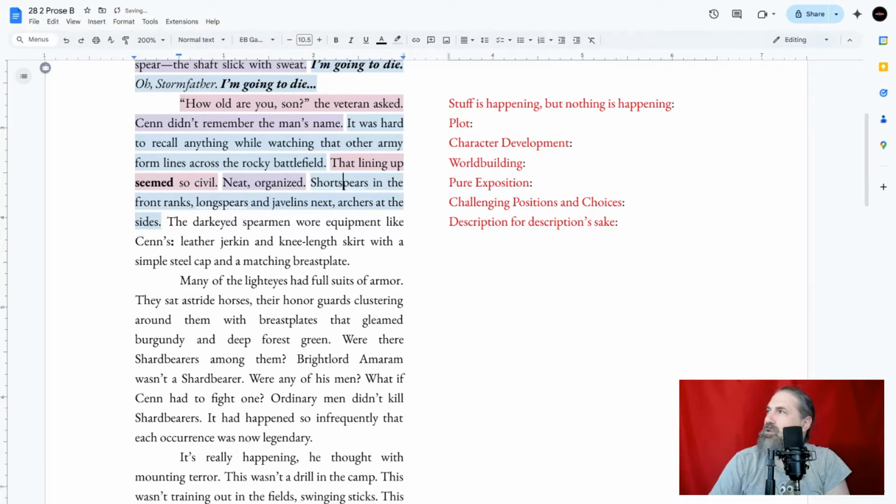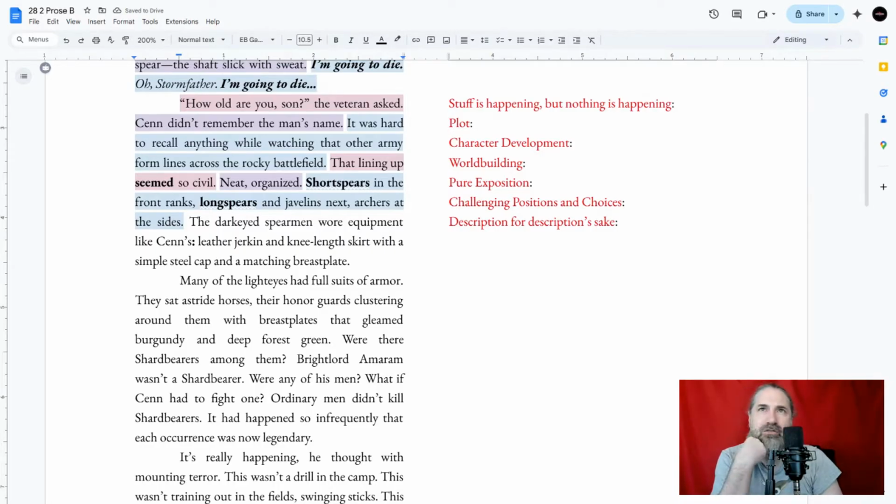Oh, this actually might be world building. I'm going to bold this. It's saying that it should be short spears, but I think he's creating long. Yeah, he's creating the terminology of short spears, long spears in his world. So that's world building. But anyway, that lining up seems so civil, neat, organized. This is character and world building, but I would almost say it's plot too, because it's moving things around. It's creating momentum.